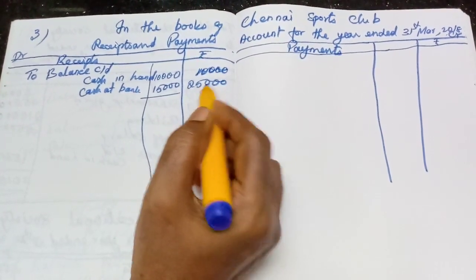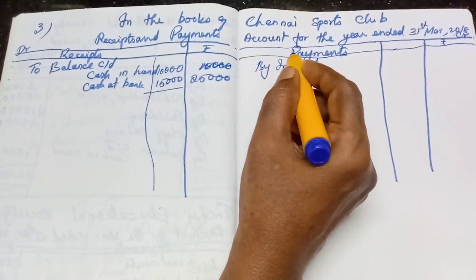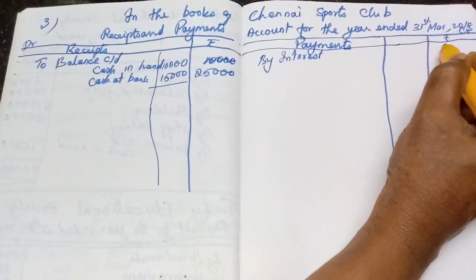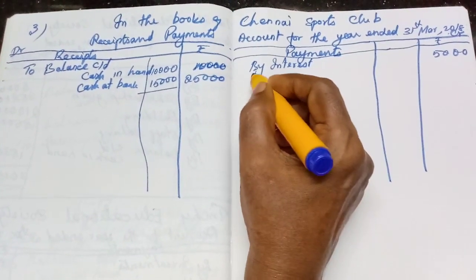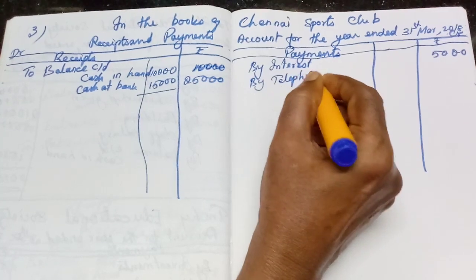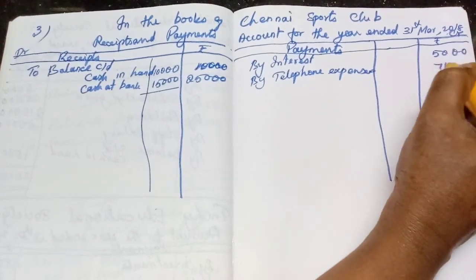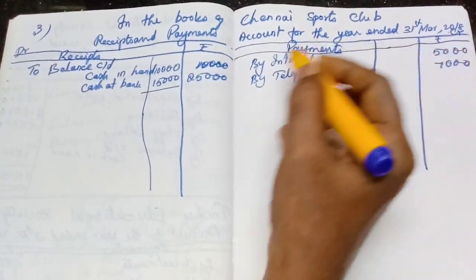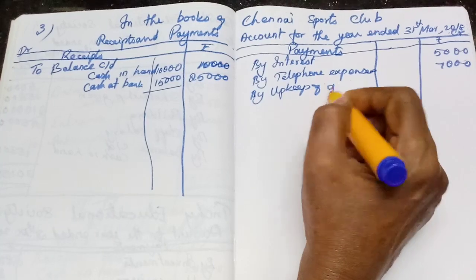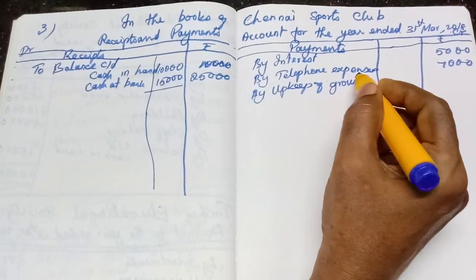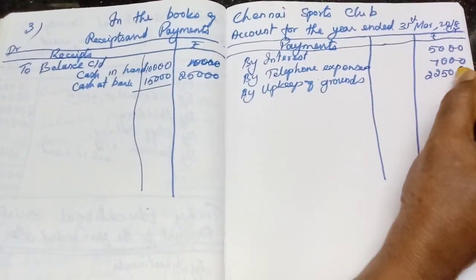Then interest paid, that is an expense, so by interest. Whether it's a payment or receipt you have to find out, that should be done correctly. Then telephone expenses, expenses is a payment, so by telephone expenses, 7,000. Upkeep of grounds, that is also an expense. Upkeep of grounds, 22,500.